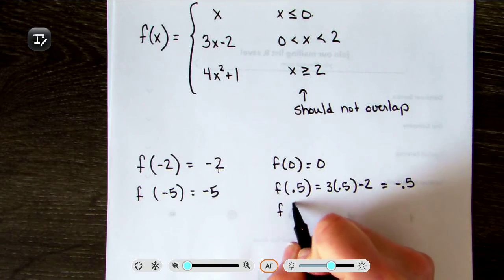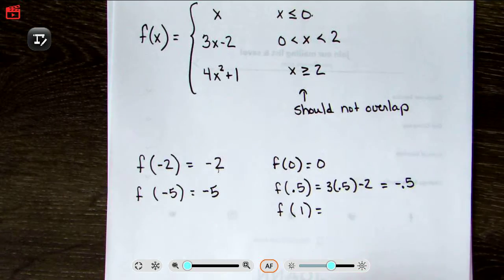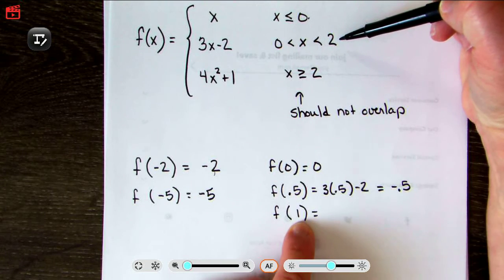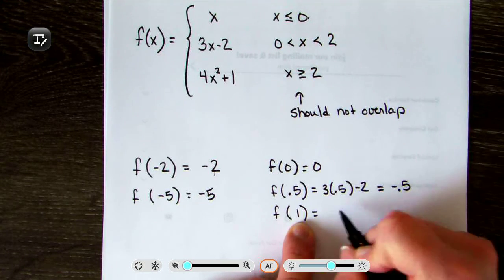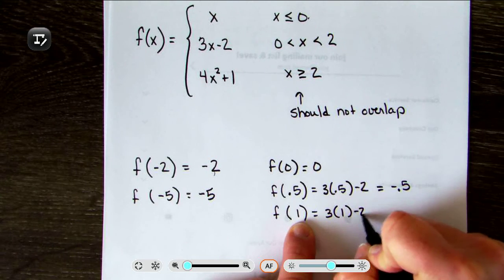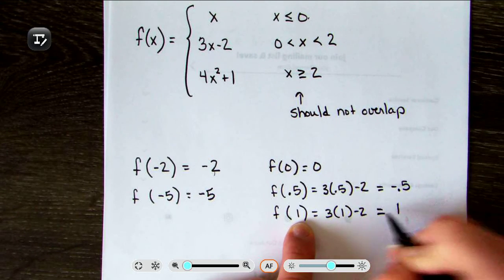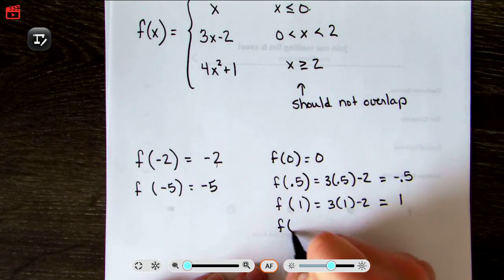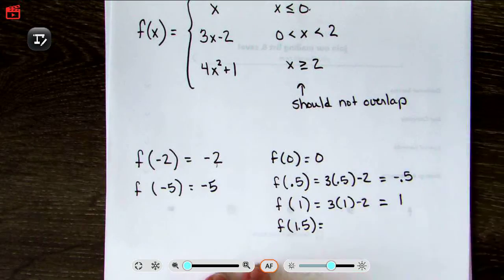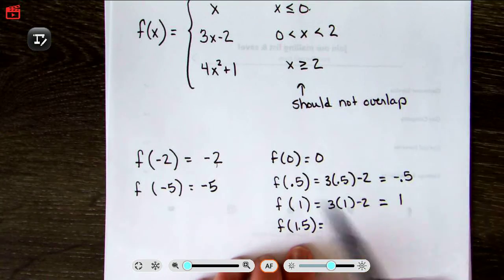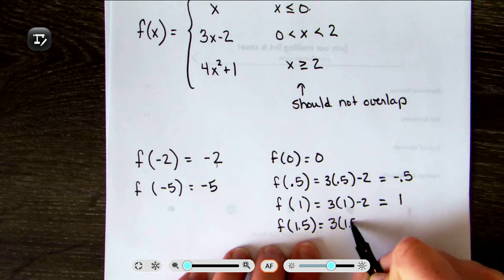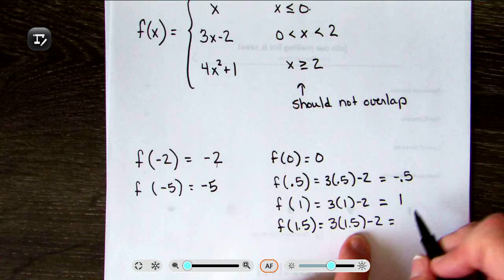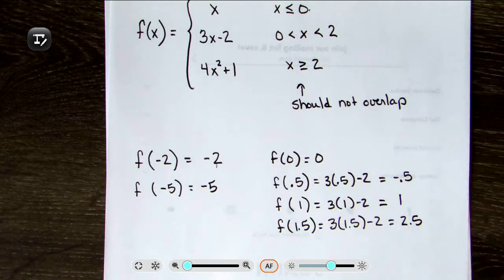Let's do f of 1. 1 is between 0 and 2, so that tells me I'm going to go into that piece there. So 3 times my 1 minus my 2. 3 minus 2 is 1. What if I wanted f of 1.5? 1.5 is still in that middle. So 3 times my 1.5 minus 2. 3 times 1.5 is 4.5, minus 2 is 2.5.